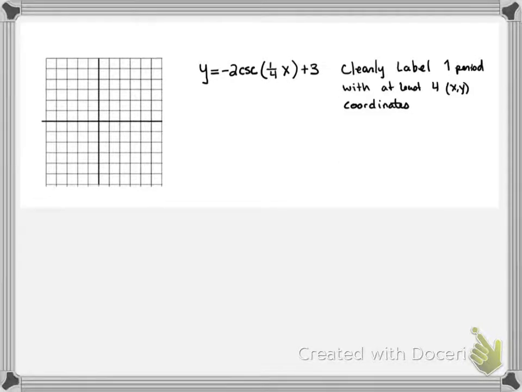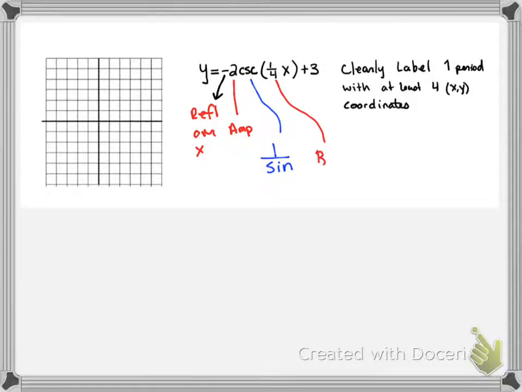I'm going to draw a cosecant graph, and so I'll go through all of my transformations. This negative will be to reflect over the x. 2 will be our amplitude. Cosecant is 1 over sine, so I'm going to start with drawing the sine graph.